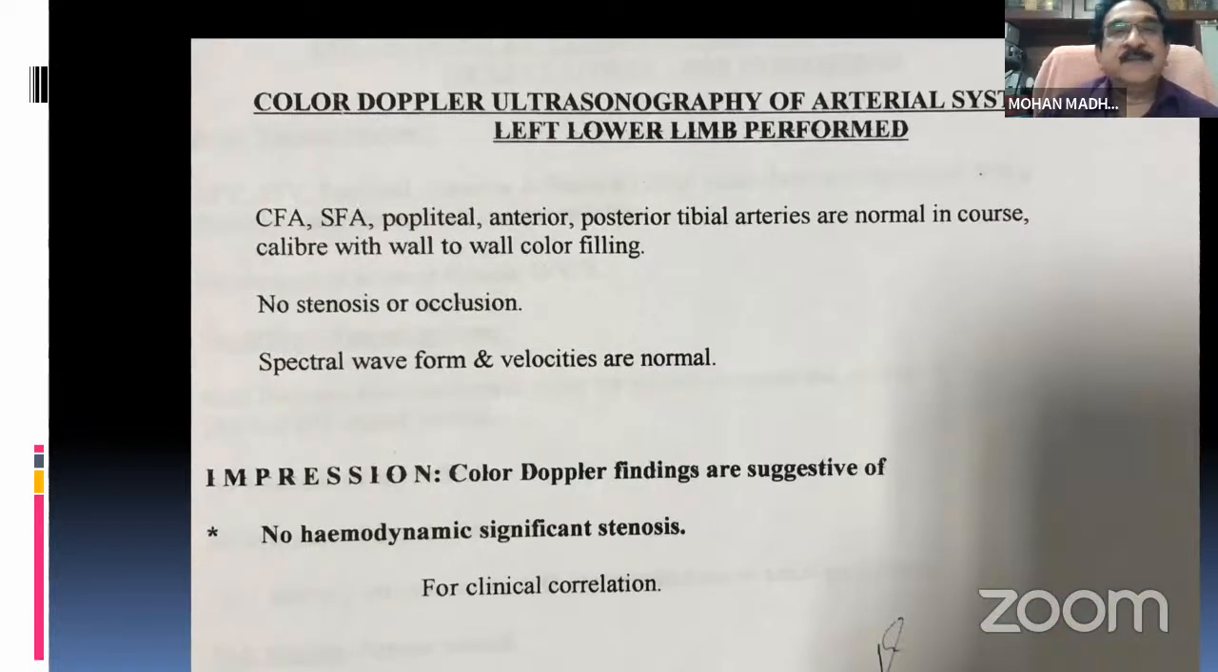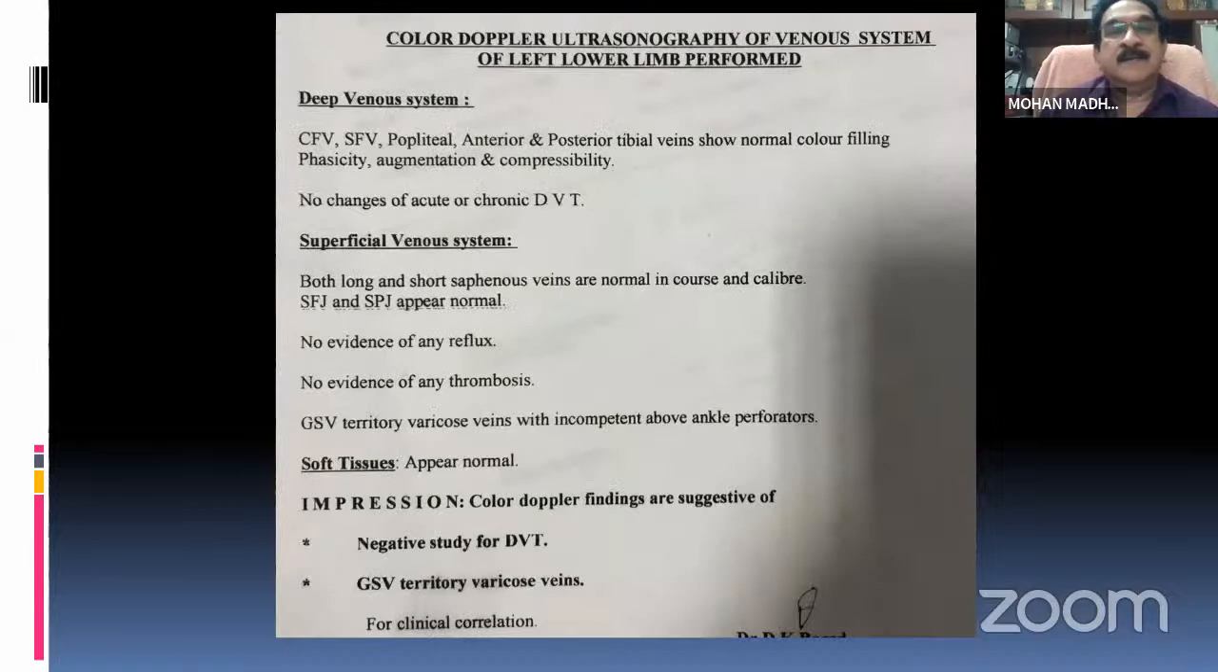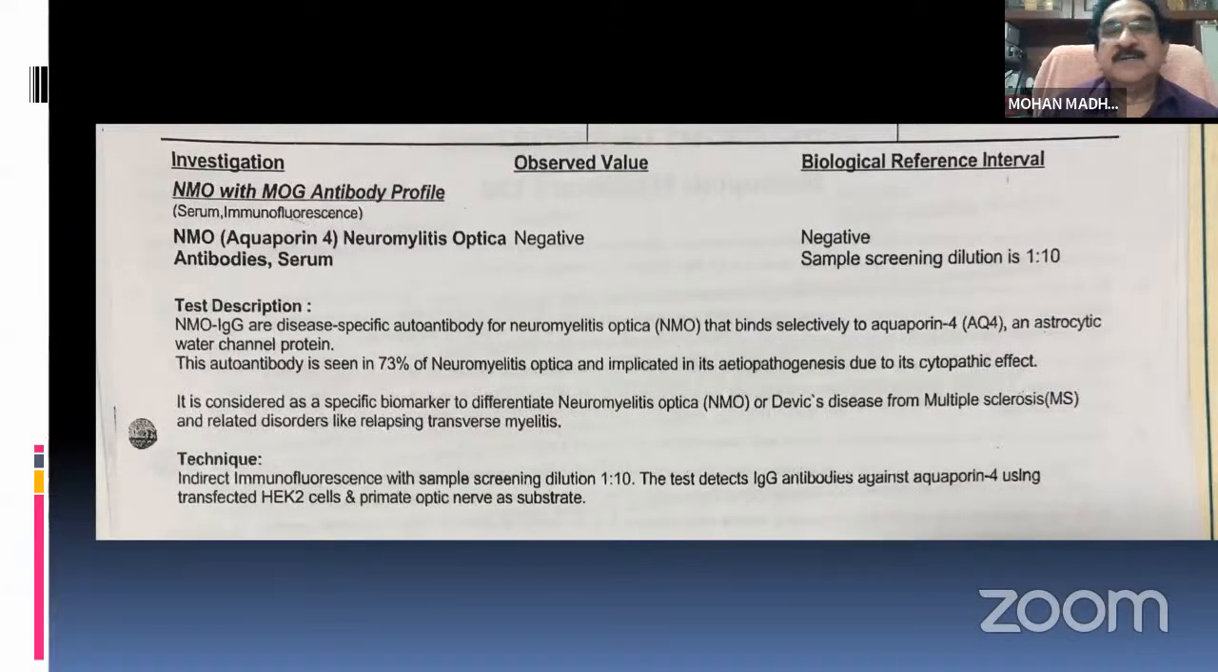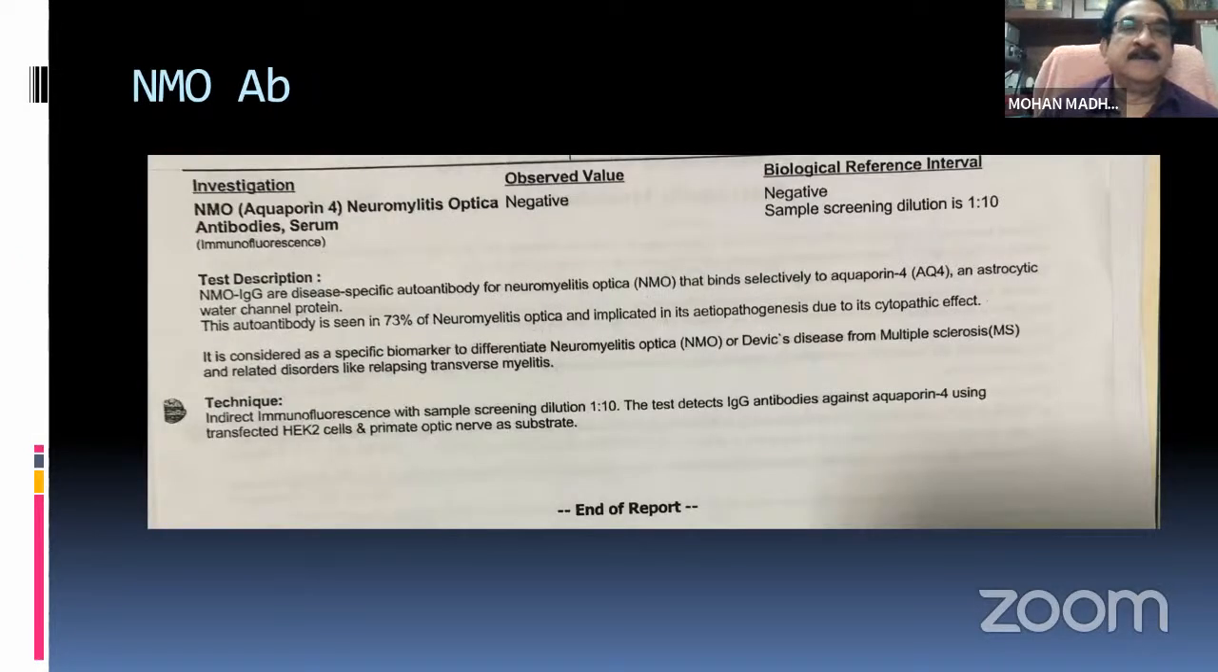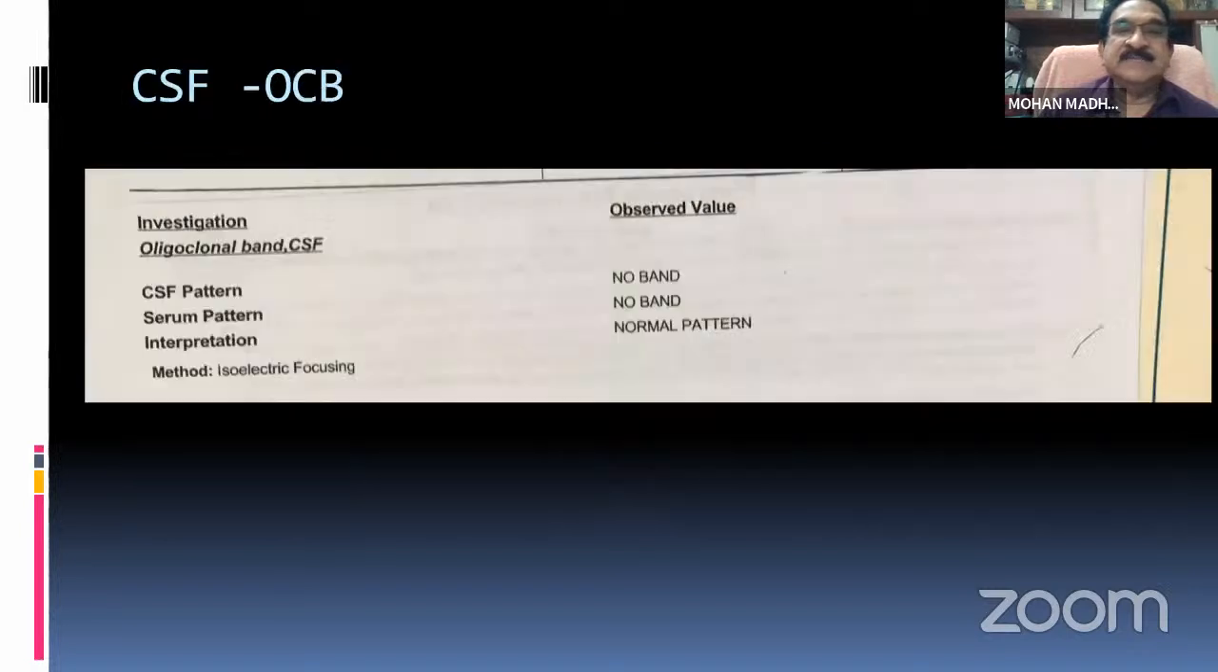Then color Doppler ultrasonography of the arterial system of the left lower limb, because of the pain they did that, is also normal. No hemodynamically significant stenosis. The venous system was also done. Negative study for DVT. Endomorph and bog negative as well as the endomorph is also negative. And CSF was done, showed no oligoclonal bands.